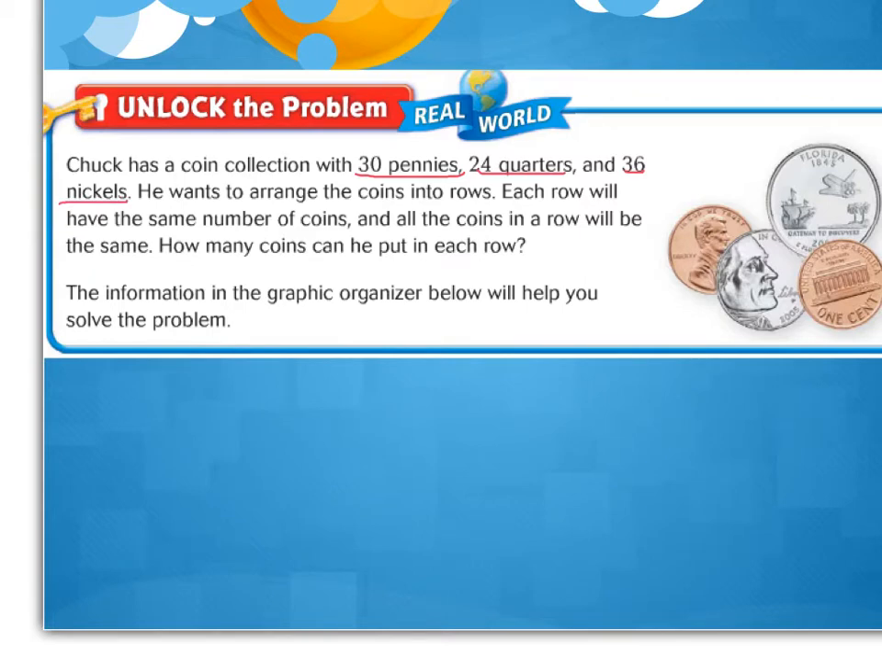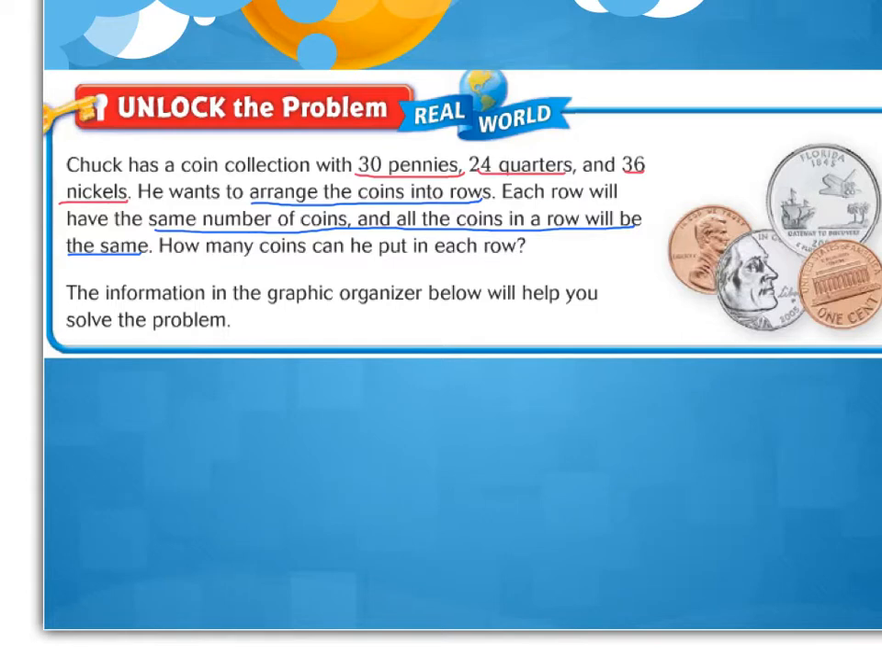What Chuck is trying to do is arrange his coins into equal rows. And he wants them to have the same number in each row and the same type of coin. So, in order to do that, I need the numbers 30, 24, and 36 to be split in a way that each one can have the same number in each row. I'm going to find this answer by finding the common factors for 30, 24, and 36.